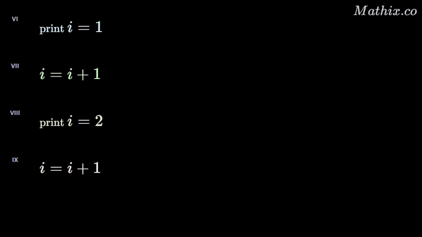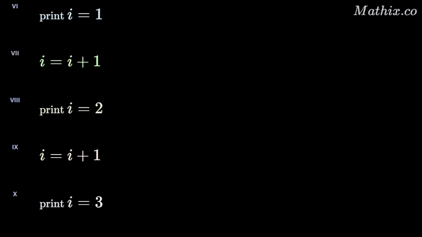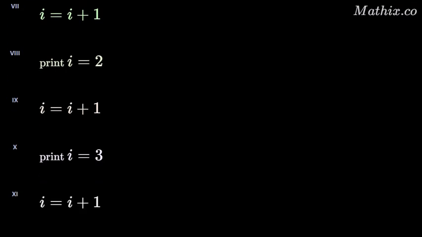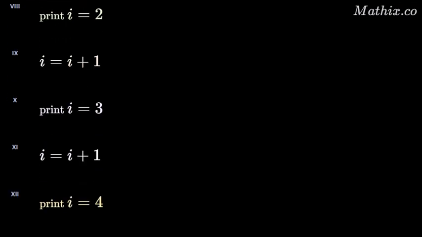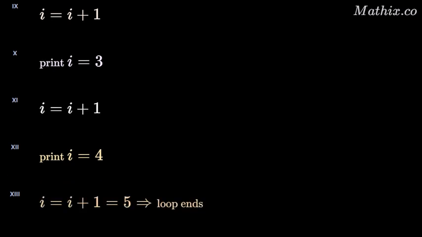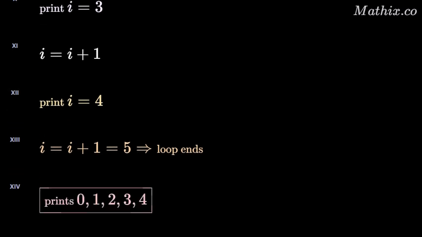The loop prints the value of I, which is 3. I is incremented by 1 again for the next step. The loop prints the value of I, which is 4. When I is increased by 1 again, it becomes 5, which ends the loop because it reached the limit. The final output of the loop is the sequence of numbers 0, 1, 2, 3, and 4 printed in order.